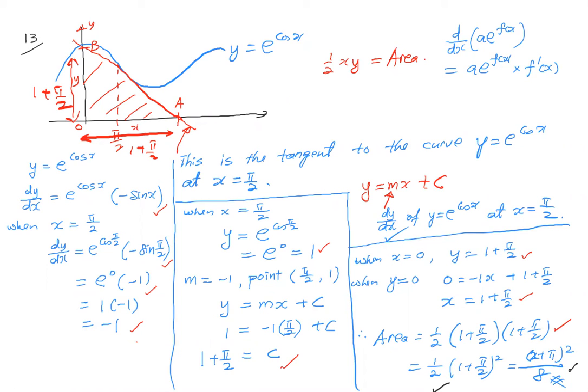How did you find the point? What do you mean, how do I find the point? Pi over 2 and 1? This is the point with x and y. The x is pi over 2. The point lies on the curve. This is a curve. You see where I sub in? e to the power of cos, my x is pi over 2.